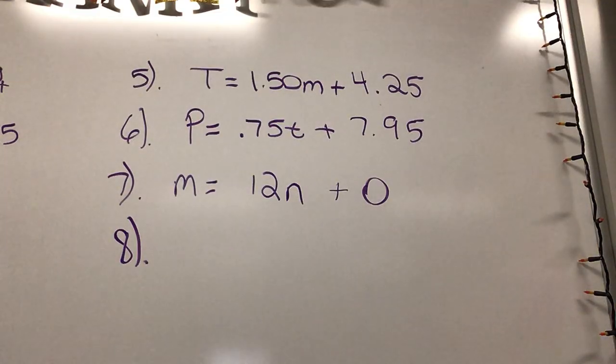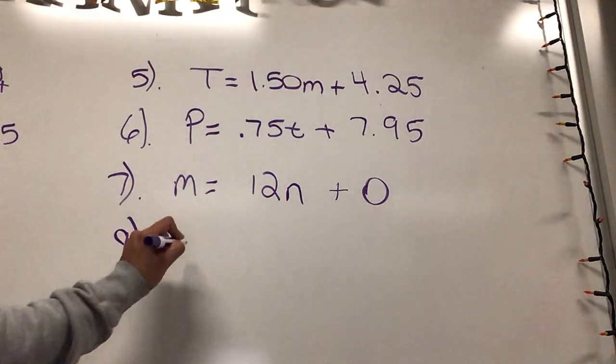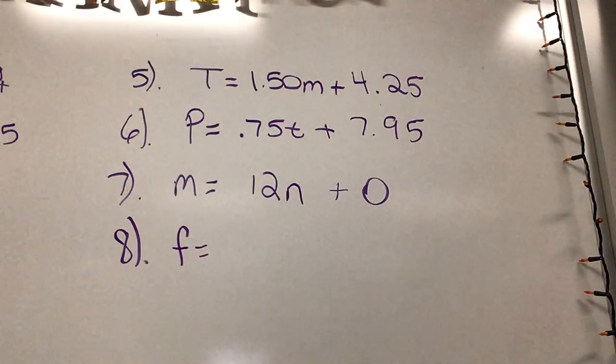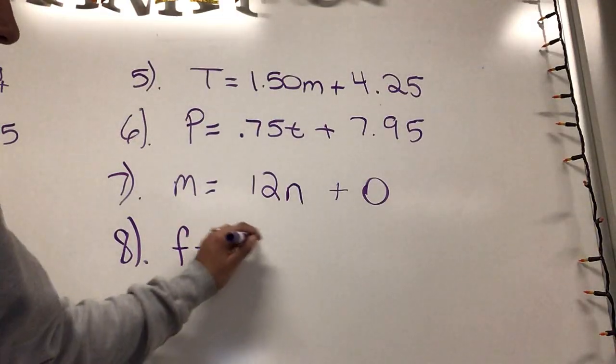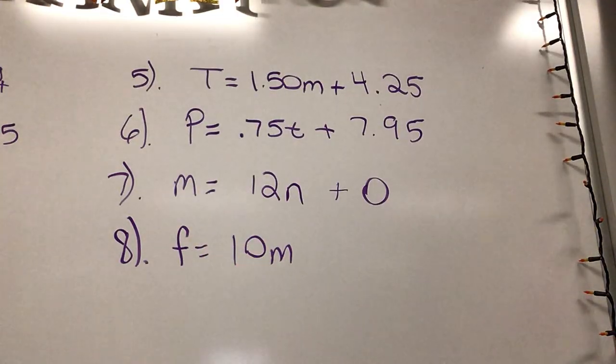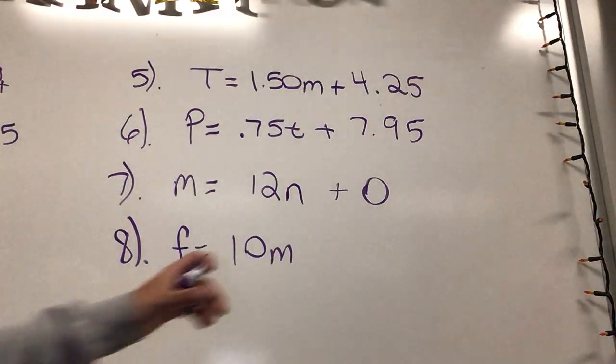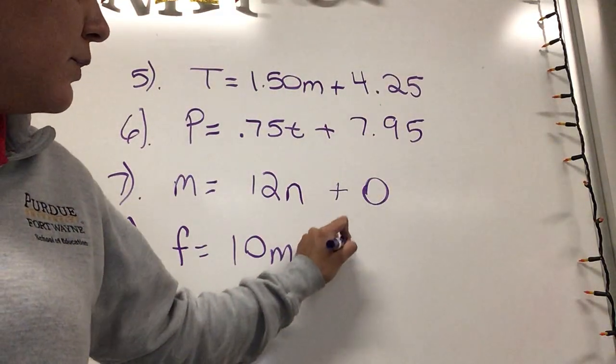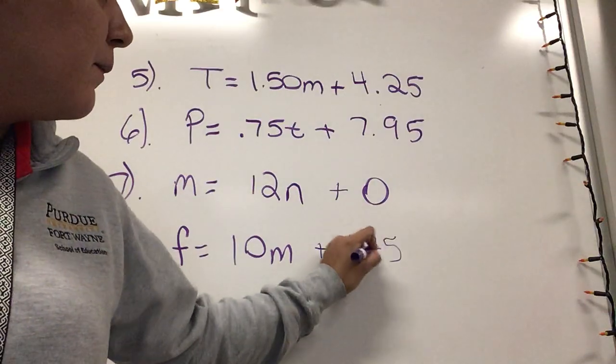Okay, 8 says the total fees F of a book club membership are $10 per month M. So we're going to have 10M, and a one-time administration fee of $4.75. That's that one-time cost, $4.75.